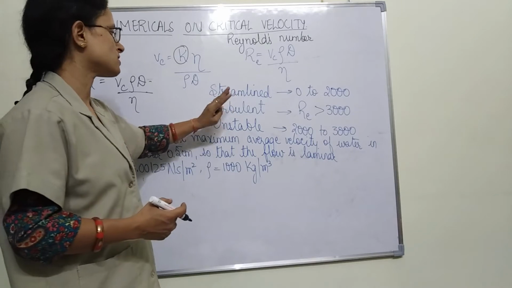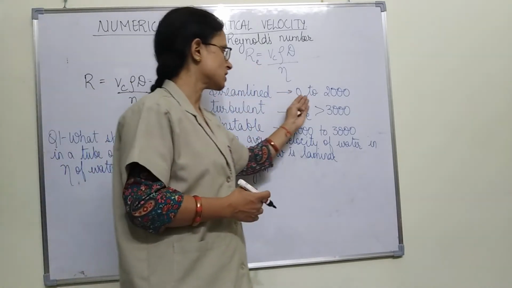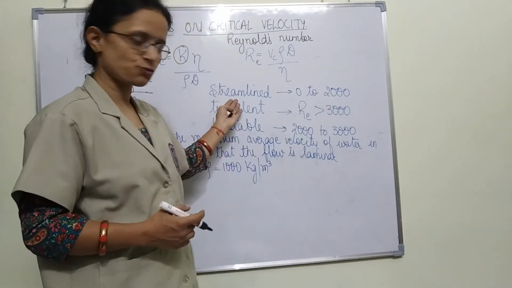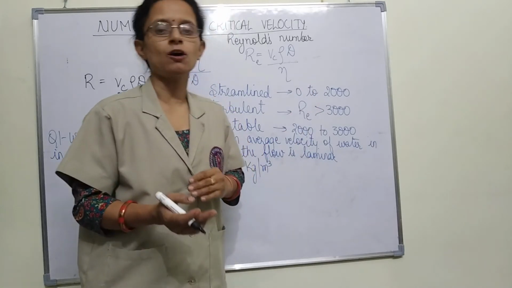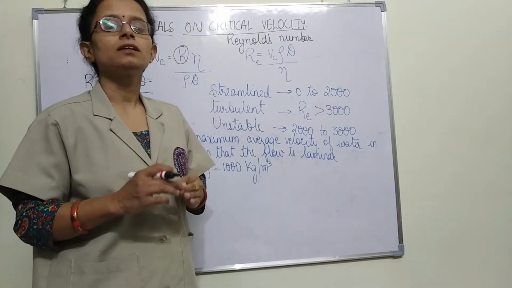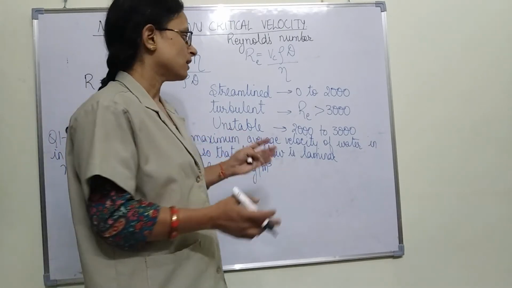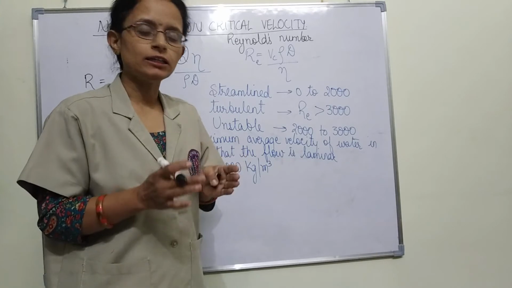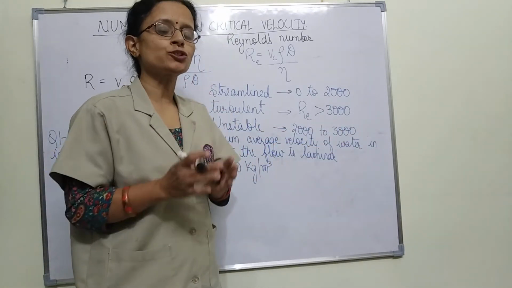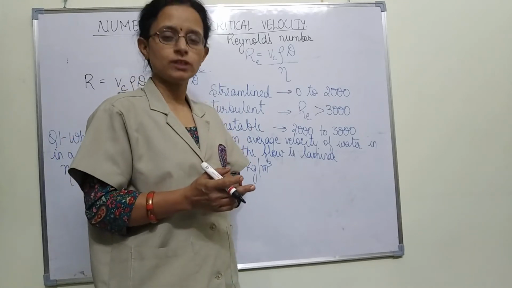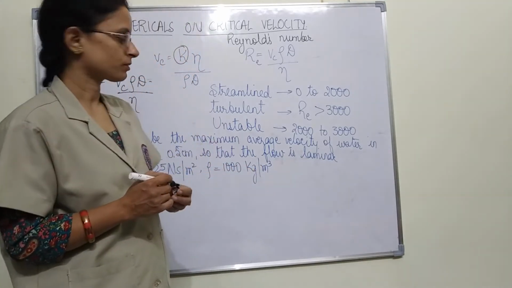When its value lies between 0 and 2000, it is the streamlined nature. When its value is greater than 3000, it is expressing the turbulent flow of the liquid. And when the value is between 2000 and 3000, it is showing the unstable nature of the flow of the liquid.